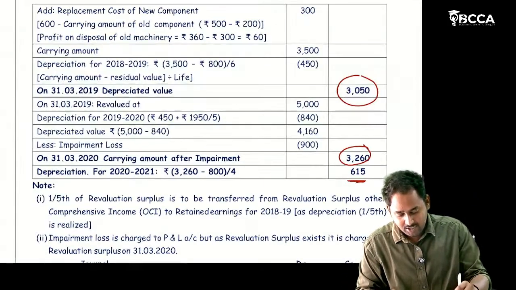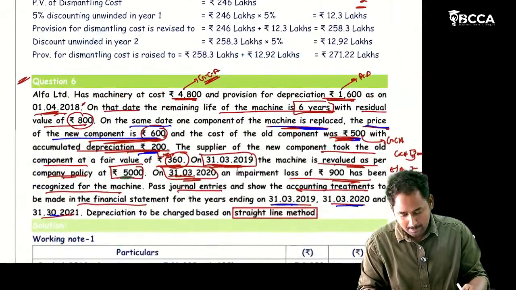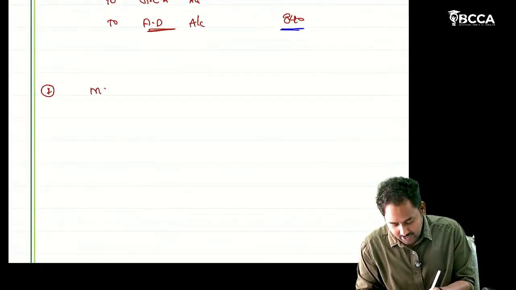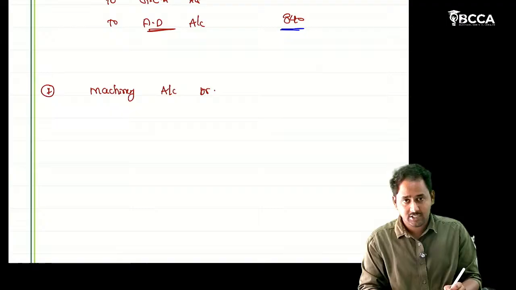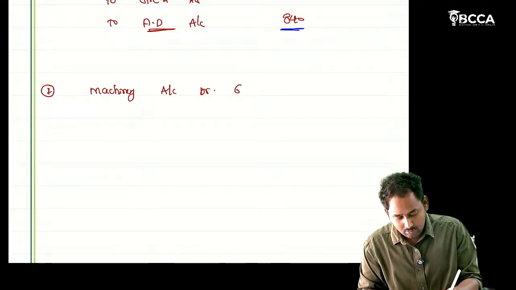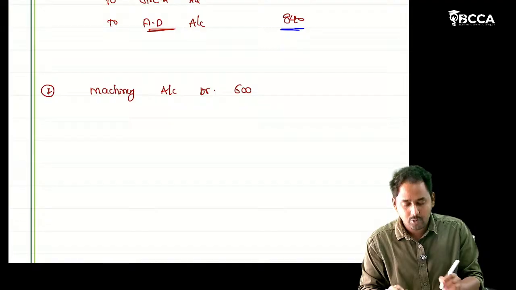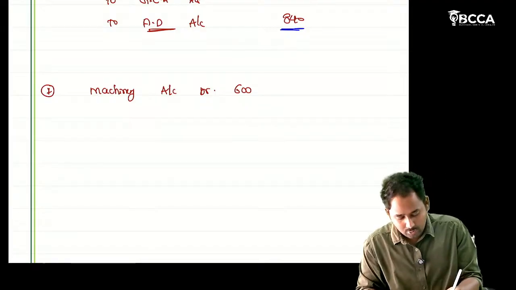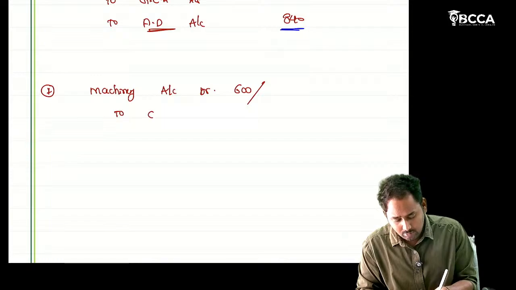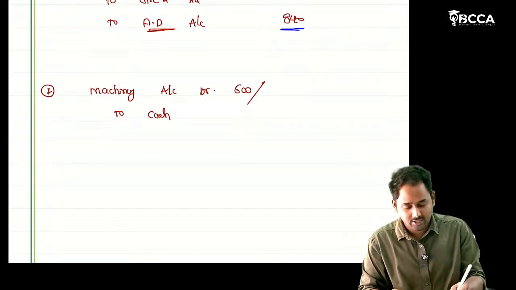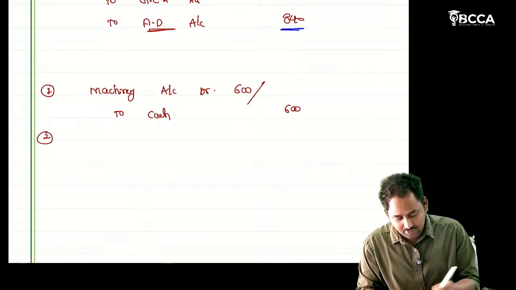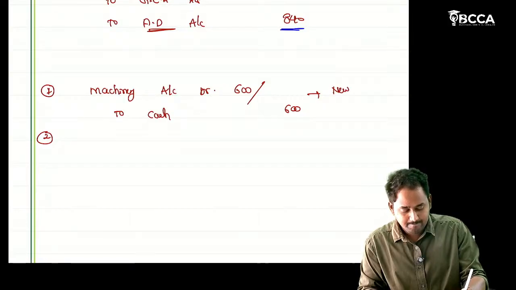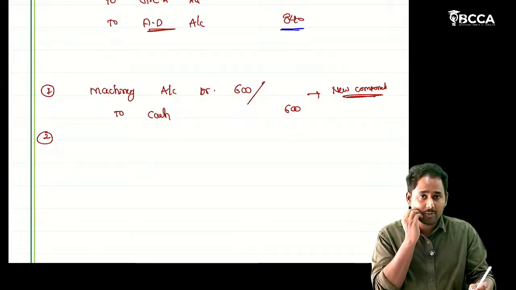So what is the nature of the asset here? Machinery. So machinery account debit, 600. The old component is 300. No, the new component price is 600. So machinery account debit to cash account, because cash is the outflow. Next, this is for the new component. It should be included in the cost of the asset. That is the calculation. This is the journal entry to represent that calculation.